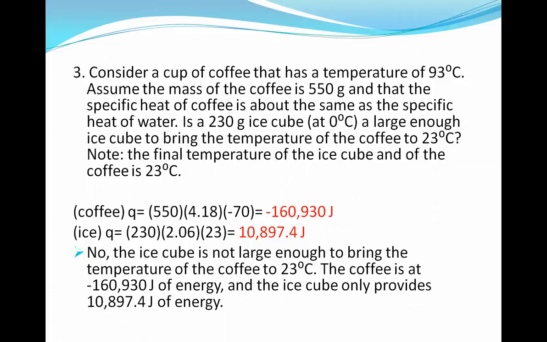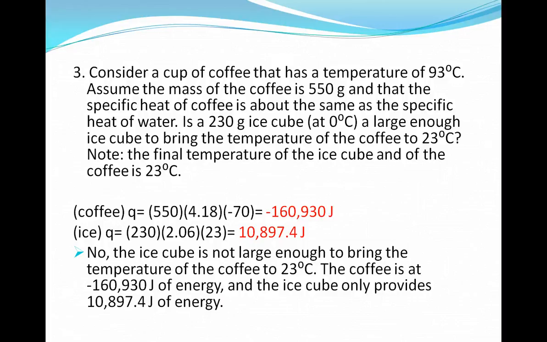And it gives you a hint that the final temperature of both the ice cube and coffee is 23 degrees Celsius. So for the coffee, because it's a liquid, so there's no phase change, it's Q equals mc delta T. Know your mass is 550 grams. Your C value for liquid is 4.18, and your delta T is 23 minus 73, so you get negative 70. So you plug that in, you get negative 160,930 joules of energy.